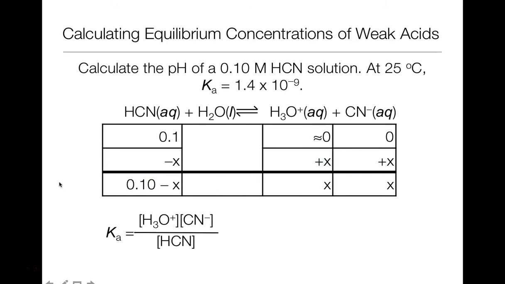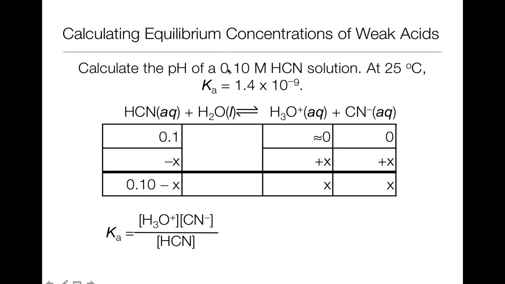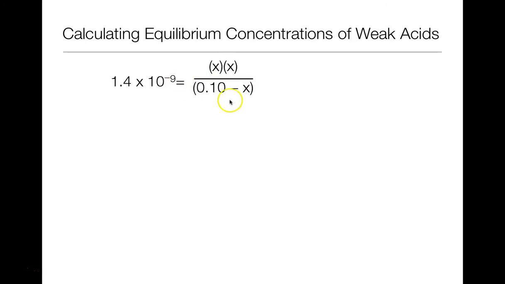And then we have our equilibrium row. We know what the Ka expression is, products over reactants. We were also given the Ka, 1.4 times 10 to the negative 9. Essentially, this is our concentration of hydronium, our concentration of cyanide, and this is going to be our concentration of HCN, all based off of our equilibrium row in the ICE table. So now we have one equation, one unknown. Yes, it's three different x's, but they're all the same variable.